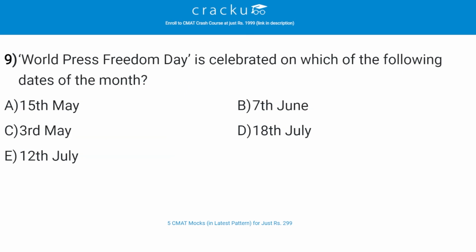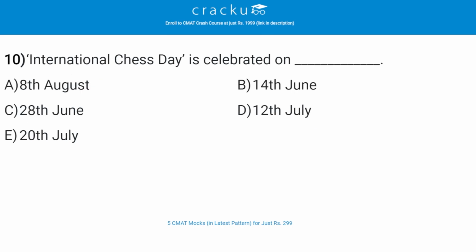World Press Freedom Day is celebrated on which of the following dates of the month? The correct answer is C, 3rd May. Let's check the next question. International Chess Day is celebrated on dash. The correct answer is E, 20th July. On 12th December 2019, the General Assembly proclaimed 20 July as World Chess Day. The establishment of the International Chess Federation in Paris in 1924. Let's check the next question.